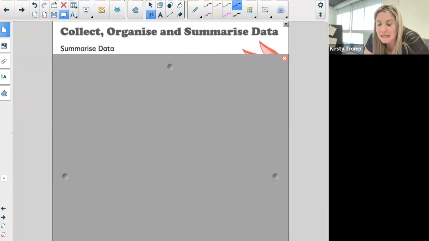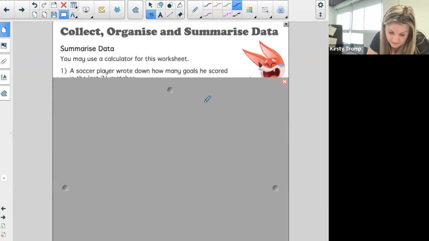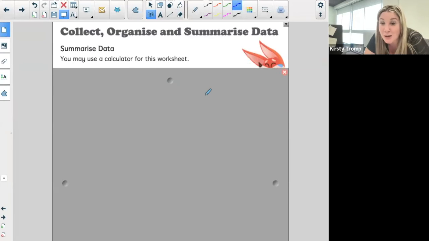So now that we've had a look at how we collect our data, and how we display the data, now we're going to look at summarizing the data. It says you may use a calculator for this worksheet. I know you've all been using your head and you've been doing really well. Now you can use a calculator if you've got one.